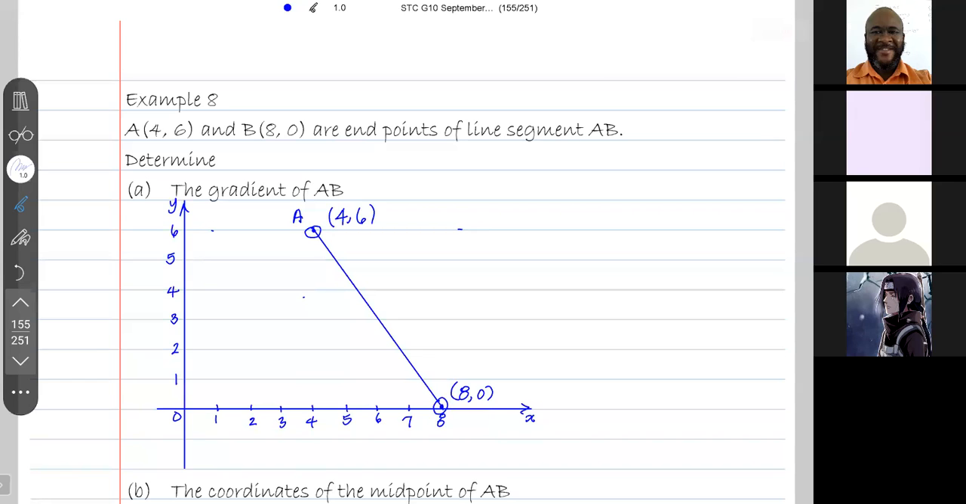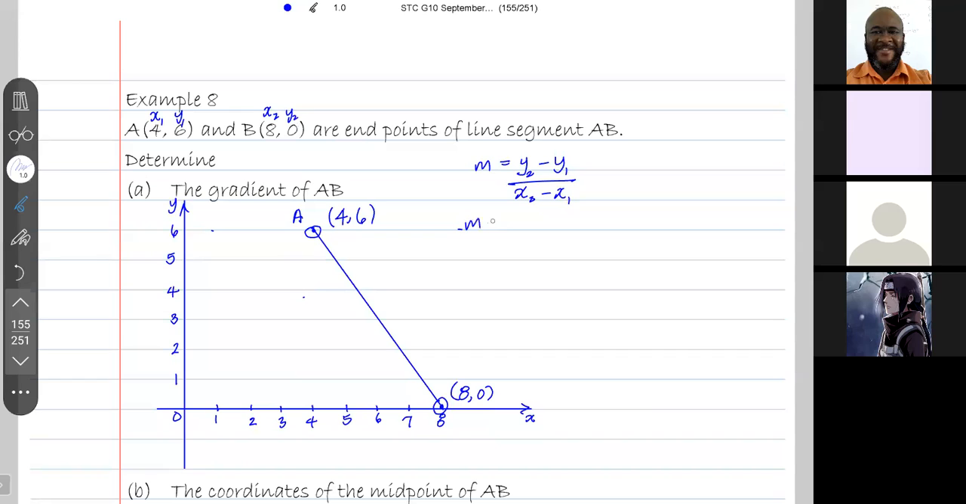The gradient of this line should come out negative. And the reason why it should come out negative is that in moving from left to right, the line is sloping down. If the line is sloping down, the gradient should come out to be negative. Now m, the gradient, is (y2 minus y1) over (x2 minus x1). That's the formula. I'm going to call this point (x1, y1) and call this point (x2, y2).